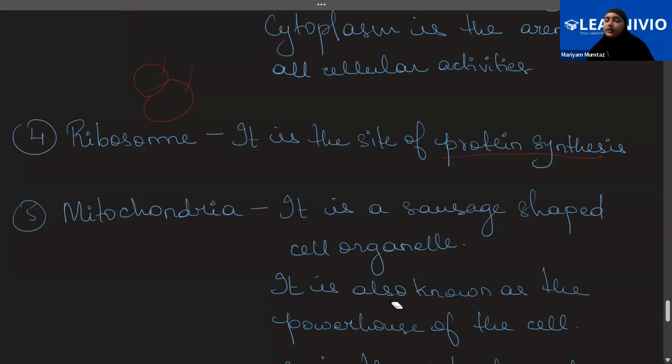Now, do you know the difference between eukaryotes and prokaryotes? Eukaryotes and prokaryotes. One is unicellular and one is a multicellular cell. Prokaryotes are unicellular cells, and eukaryotes are, I don't remember.